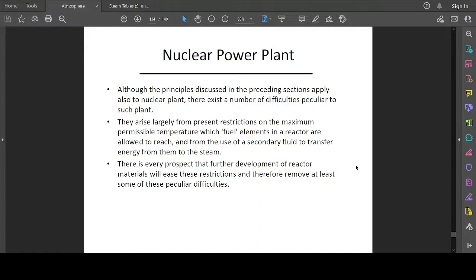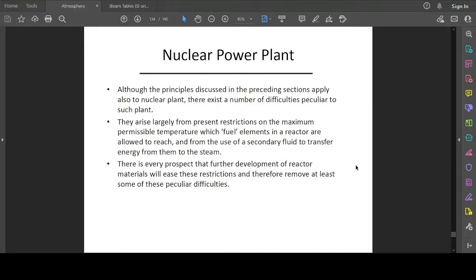So there is every prospect that further development of reactor materials will ease these restrictions and therefore remove at least some of these peculiar difficulties. As we know, the materials we use in construction of most of our equipment have a tolerance rate. So the current alloys of metals and the materials we use in building our reactors currently cannot handle the temperatures that could be generated with nuclear energy.